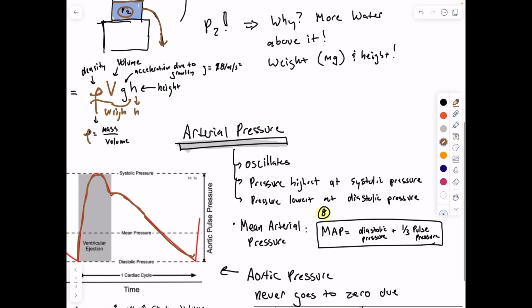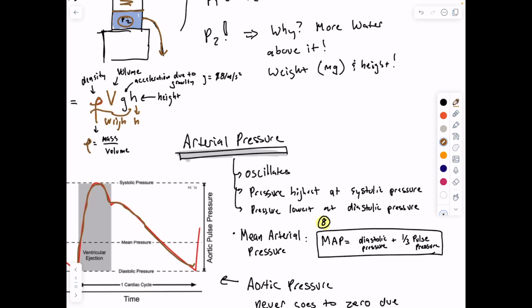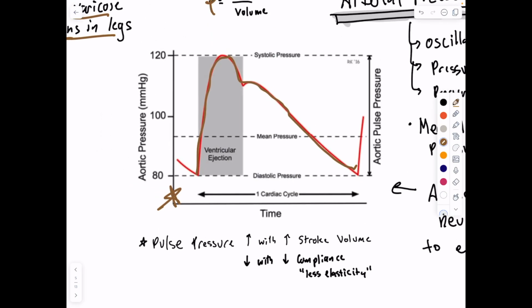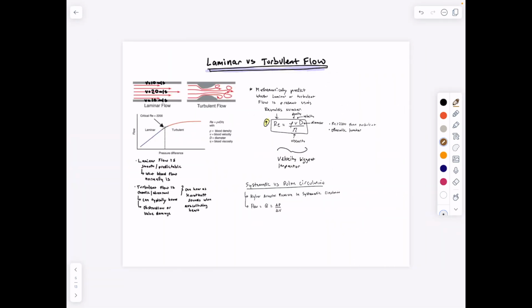All right, but that gives us the idea that we have a mean arterial pressure, which is equal to the diastolic pressure plus 1/2 times the pulse pressure, and pulse pressure is going to be a value given to us, but this should be the pulse pressure that you have at the peak of systole. That's going to increase with increasing stroke volume, and it's going to decrease with decreasing compliance, that is, less elasticity, more rigidity of vessels. All right, that brings us to laminar versus turbulent flow.